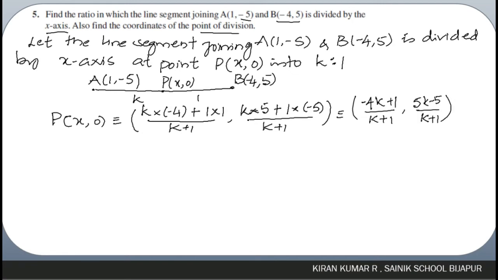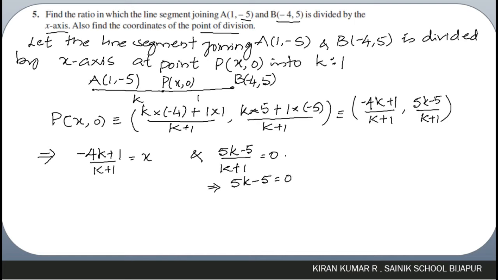Now this can be equated here. This implies (minus 4k plus 1) divided by (k plus 1) will be equal to x, and (5k minus 5) divided by (k plus 1) will be equal to 0. Now if I consider this part, I'll be having 5k minus 5 equal to 0. This implies the value of k is 1.